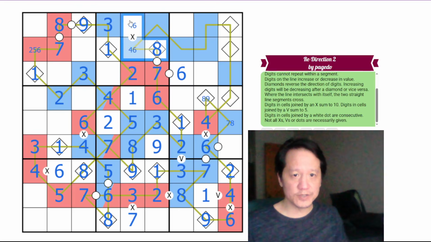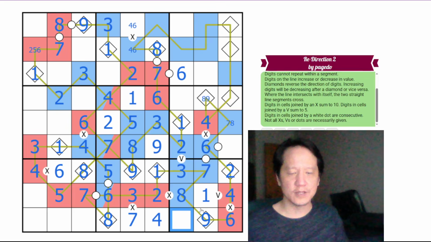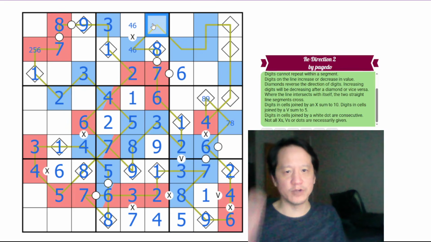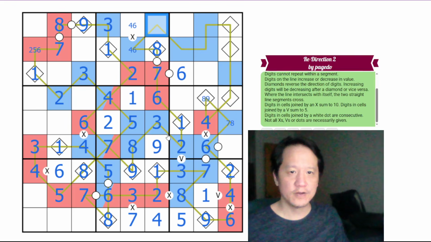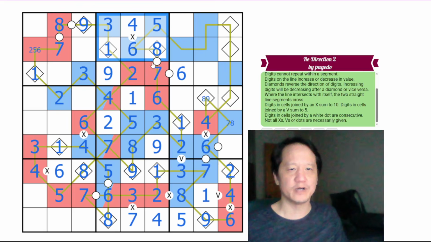This is decreasing from here. Remaining digit in this lower central box is 4. In this lower right-hand box is 5. In column 6, we are left with a 5, and this digit must be greater than 5 because it's decreasing to the 5, so this is 6 and that's 4. That leaves a 9 remaining in this box.